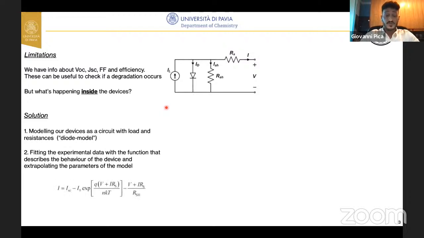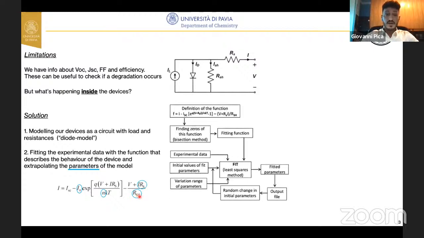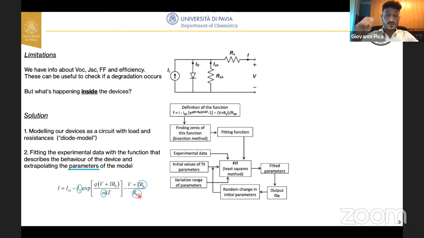This is the formula that we use for the fitting, that is derived from the Shockley equation. And the parameters that we want to extrapolate are the reverse current, the ideality factor, the series resistance, and the shunt resistance. Here, there is a representation of the fitting procedure that we developed. We decided to use this function, and we have to find the zero of this function, and we use the bisection method. And then, by using the experimental data, some initial guesses of the parameters, and the variation range of the parameters, we can perform the fit with the least squares method, and then we can obtain the fitted parameters.